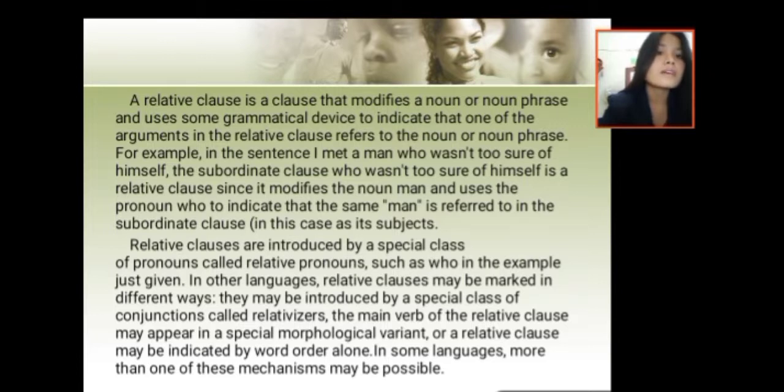In other languages, relative clauses may be marked in different ways. They may be introduced by a special class of conjunction called relative verbs. The main verb of the relative clause may appear in a special morphological variant, or a relative clause may be indicated by word order alone. In some languages, more than one of these mechanisms may be possible.